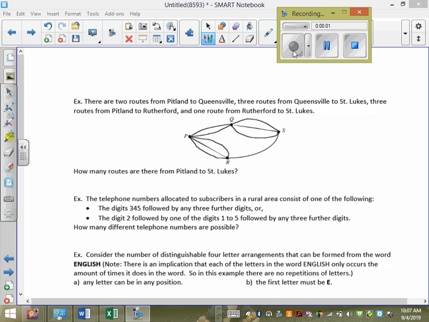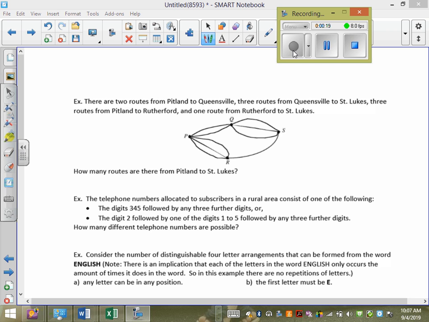There from Pitland to St. Luke's? Oh, it just started. Great. We're looking at that example. I didn't realize it took that long. Okay, so there are 2 routes, and then 3 routes and 1 route. Do we have to go through all of these routes to get from Pitland to St. Luke's? We have options, correct?